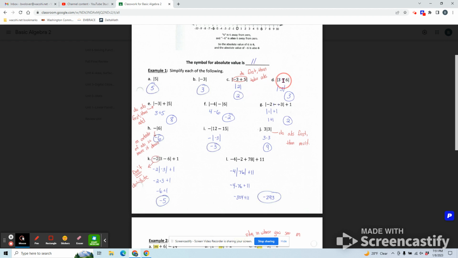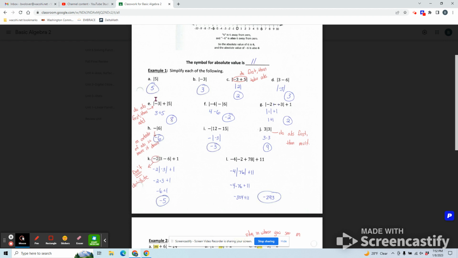Letter D, same thing. I do what's on the inside of the absolute value first. I do 3 minus 6 to get -3. And then I take the absolute value of -3. So that's 3 units away from 0. So letter E. And I've got a note here. It says do absolute value and then add, then just add. So I take the absolute value of -3 first, which becomes 3. I take the absolute value of 5, which becomes 5. Then I can add 3 plus 5 to get the 8.